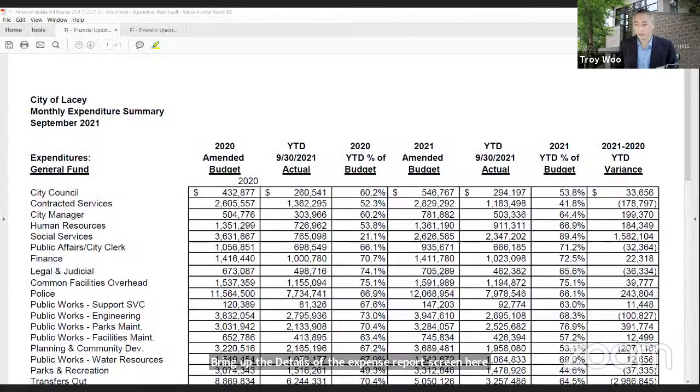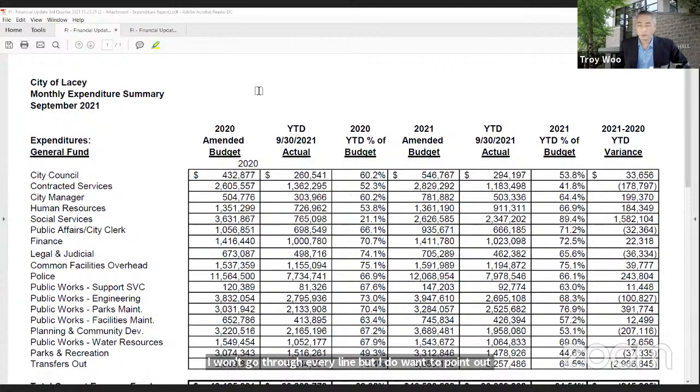Okay, hopefully you can see the detailed report. I won't go through every line, but I do want to point out some of the items for the council. The first is within contracted services. We're showing a decrease of about $179,000. That's really related to jail, district court.